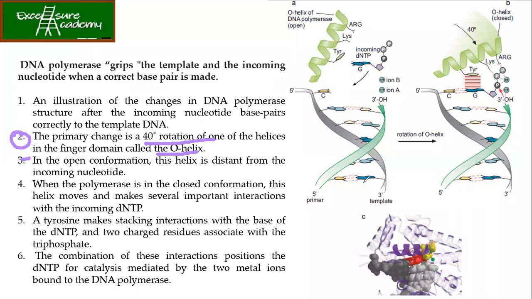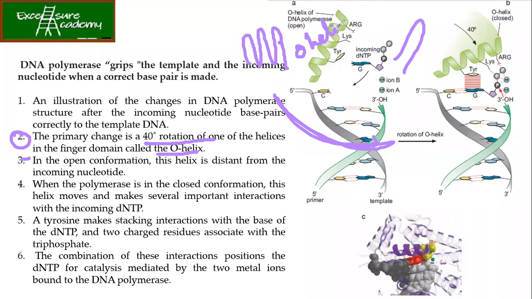So what do you see over here? This is your palm region where your DNA is present, right? Now look at the finger region. Here you have the palm, here you have the fingers and here you have the thumb region. Just imagine your right hand. What is happening is that this portion of the DNA polymerase is called the O helix of the finger domain. From the finger domain, the O helix is making a 40-degree rotation. Now, see what is happening when it makes this rotation. So this O helix is bent.